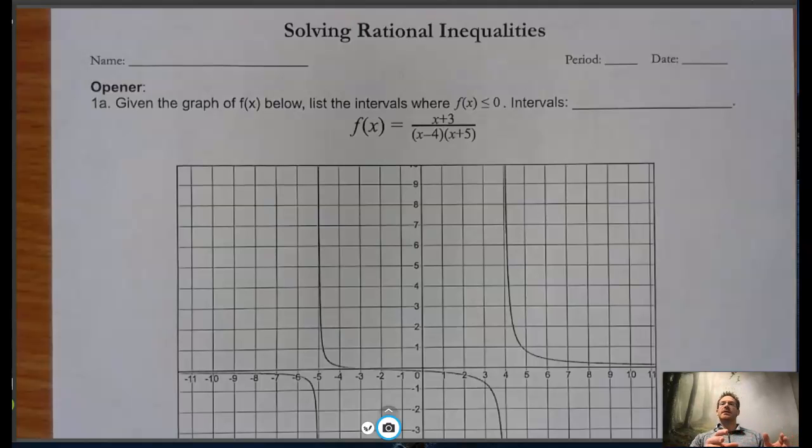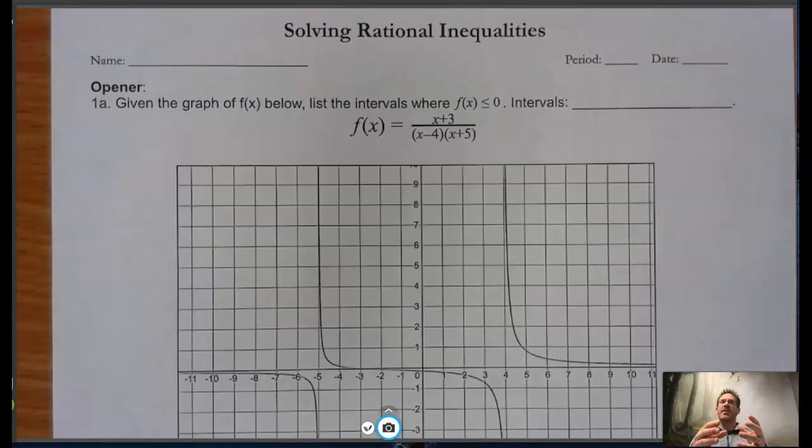Now, the good news is there's really nothing new to teach you about solving rational inequalities. We're going to really take two things and put them together: what we've already talked about with finding vertical asymptotes and x-intercepts of our rational functions, and some of the concepts we've already discussed with polynomial inequalities in a previous unit. And so we're going to put those two things together and solve rational inequalities.